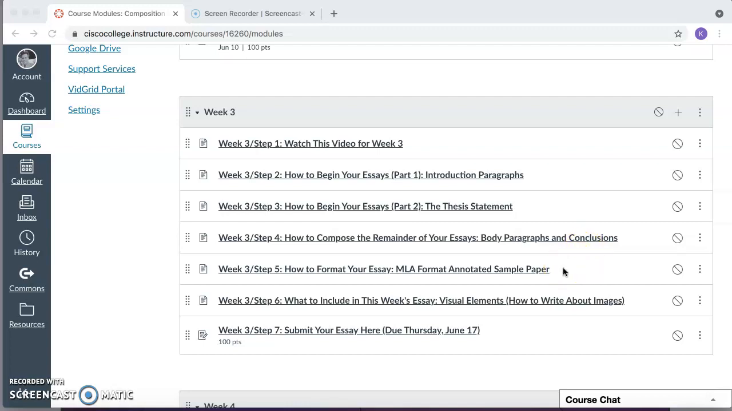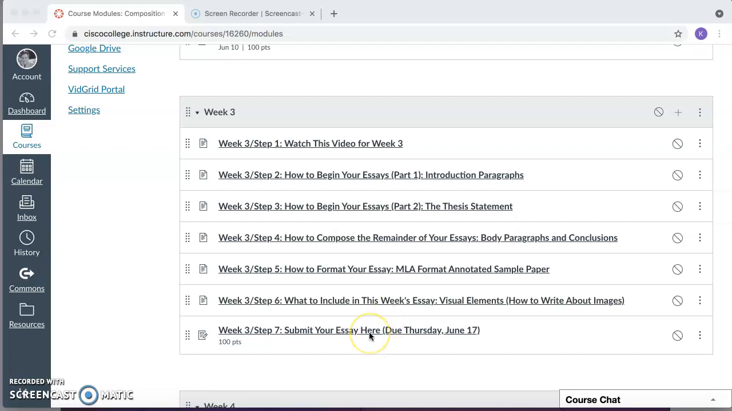But you also, now that you're in college, need to format your essays according to certain guidelines. For this class, we're going to use Modern Language Association, or MLA, guidelines, and we'll go over that in step 5. Step 6 is the actual essay prompt. Remember, that's the instruction sheet, which lays out everything you need to do for the essay. There's also a PowerPoint here in step 6 over what to cover specifically, because you're going to be writing about famous images for this essay.